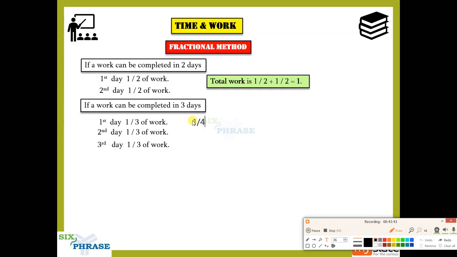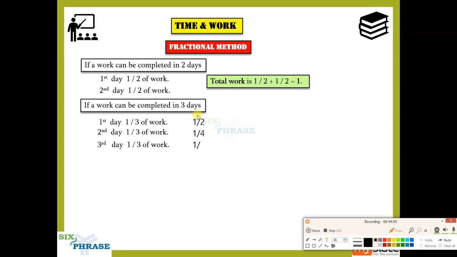Okay, he feels a little tired, so on the second day he does, let us say, on the first day we'll take half of the work. Okay, first day he does half of the work, second day he is a little bit tired, so he just does 1 by fourth of the work. Okay, now third day he maintains his efficiency.